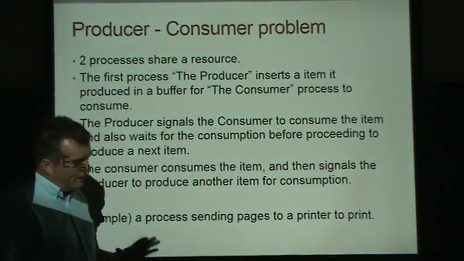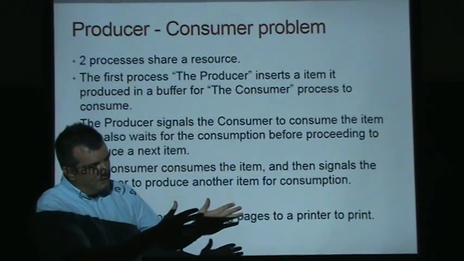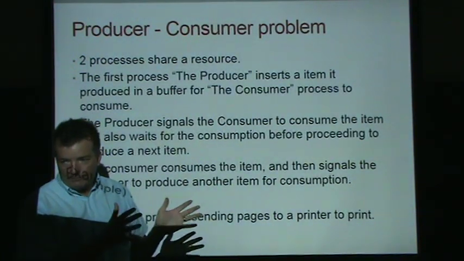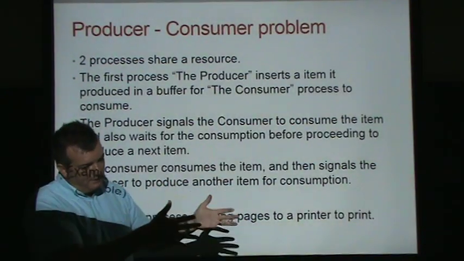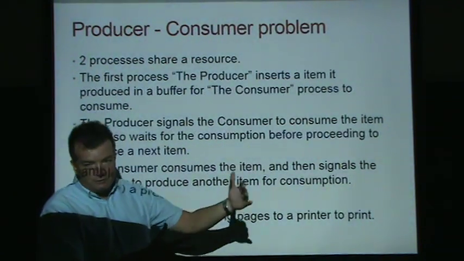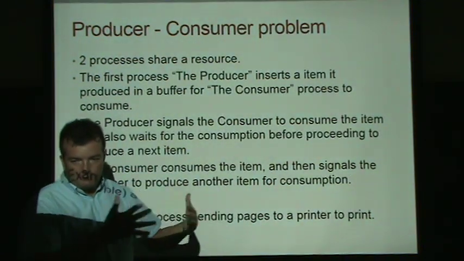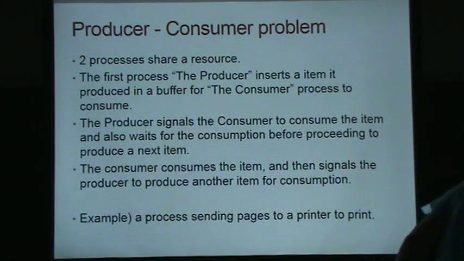So in that model, the process produces page 1 into a buffer, waits for the printer to print it, and then is told, okay, now produce page 2. And then the printer consumes page 2, and then says, okay, now produce page 3. It's kind of that model. So that's the producer-consumer model.